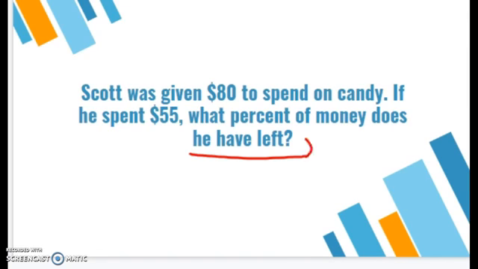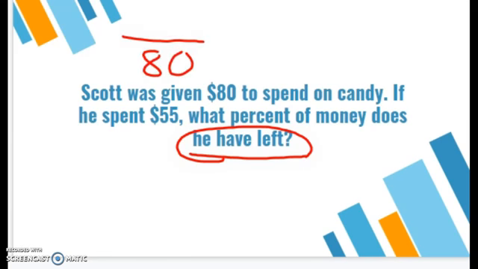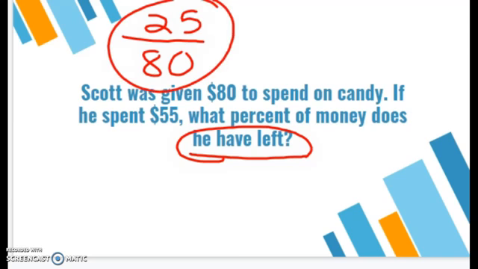So the key here is we want to know how much does he have left. So I know overall he had $80 to spend, but I know he spent 55 of those $80, so he has $25 left. And then I'm going to turn this into a percent. So if you have your foldables with you, to turn a fraction into a percent, the easiest way is to put it in your calculator.